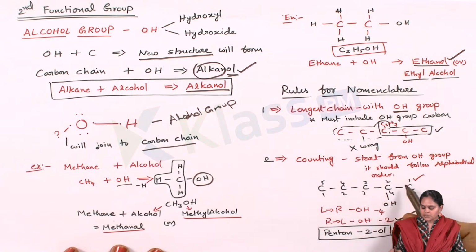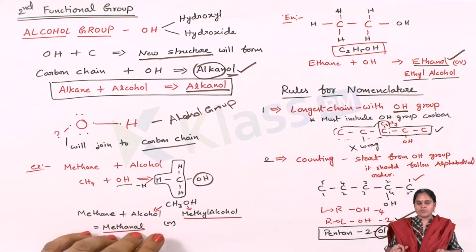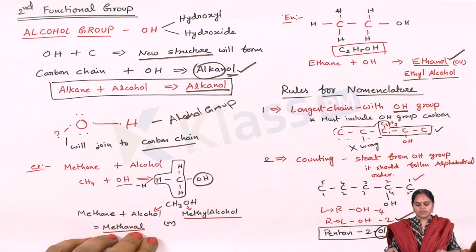So, how many carbons are there? 1, 2, 3, 4, 5 carbons are there. It means pentane. In the pentane, where the OH group is added, that we have to mention. Pentane 2, in the second place, OL is added. OH is nothing but alcohol. When alcohol is added, what is the naming convention? You have to add OL for that. Pentane-2-ol. This is where you have to give the naming convention.